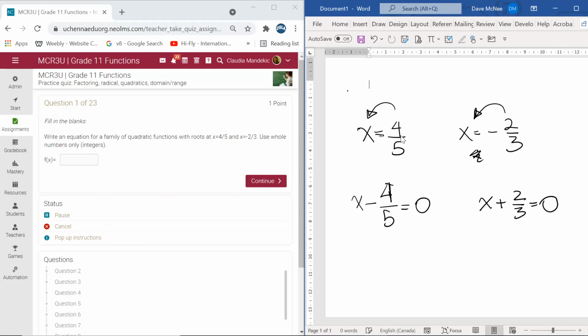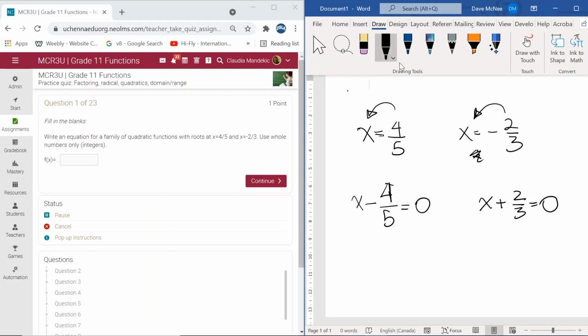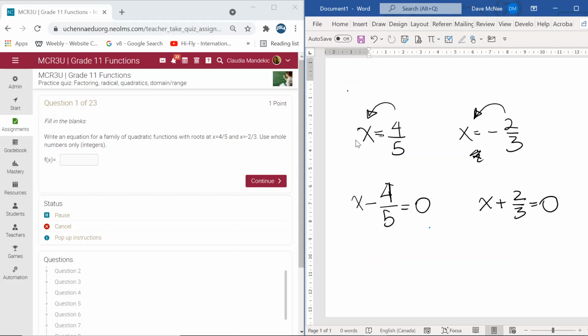Now we don't like to have fractions in our final equation, so in the first equation I'm going to multiply every single term by a number that will get rid of the denominator, and that number would be 5. The 5s will cancel out, so I will end up with 5x minus 4 is equal to 0. On the other one I'm going to multiply by 3, and the 3s will cancel out, and I'll get 3x plus 2 is equal to 0.